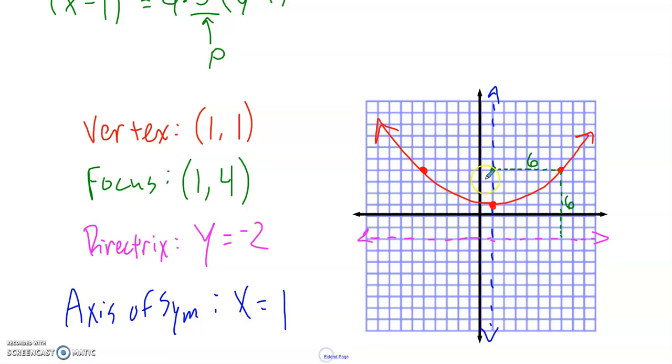And then to graph it, I can move 2p, so double 3 is 6, and I can go 6 units to the right and left of the focus, and I will get points on the parabola because that point is equidistant from the focus and the directrix, and so is that one over there.